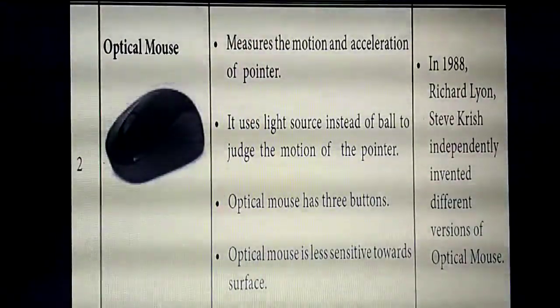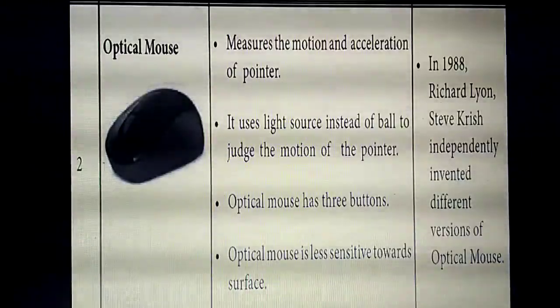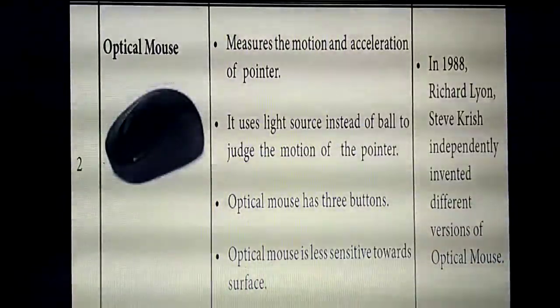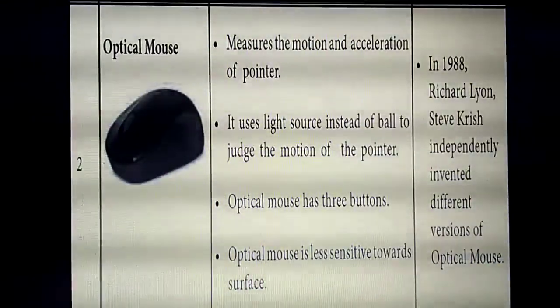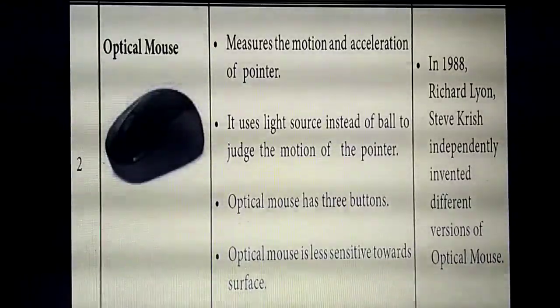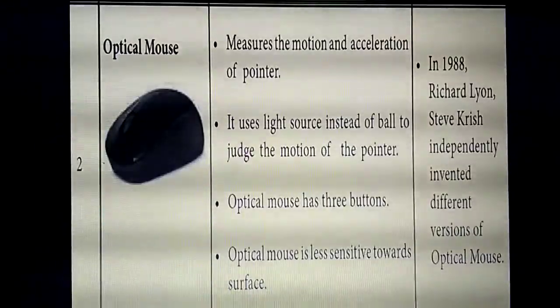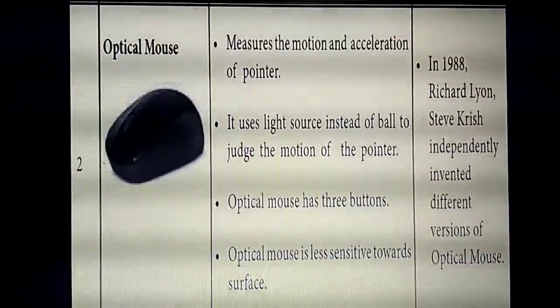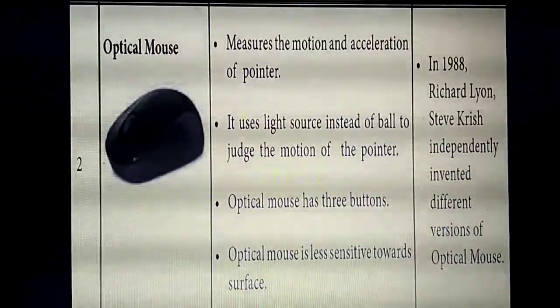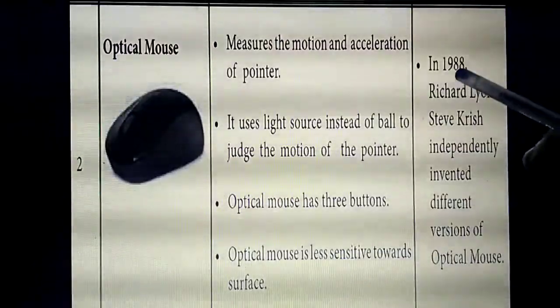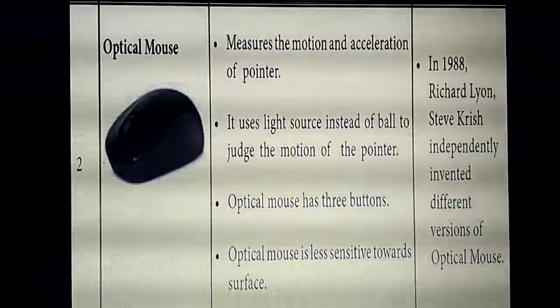What's the second type? Optical mouse. So see this diagram. This is called an optical mouse. So what's the use of a mouse? With a mouse you can click and also scroll the ball. So the cursor will move here and there as you are clicking the mouse, isn't it? So the first point is that it measures the motion and acceleration of your pointer.